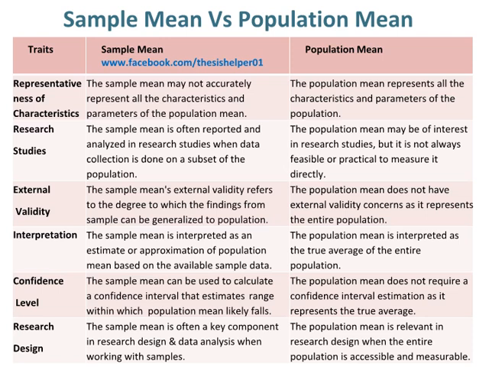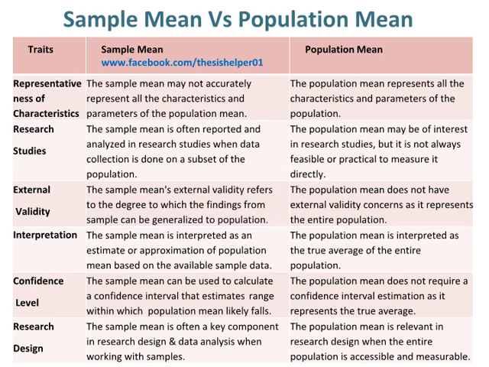The sample mean's external validity refers to the degree to which the findings from the sample can be generalized to the population. Whereas, the population mean does not have external validity concerns as it represents the entire population. The sample mean is interpreted as an estimate or approximation of the population mean based on the available sample data. Whereas, the population mean is interpreted as the true average of the entire population.